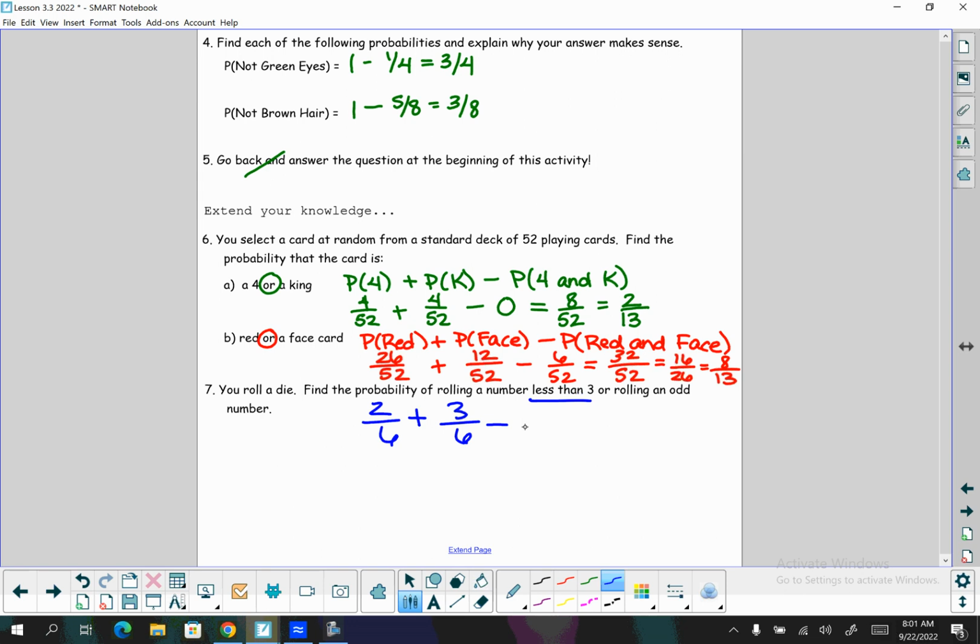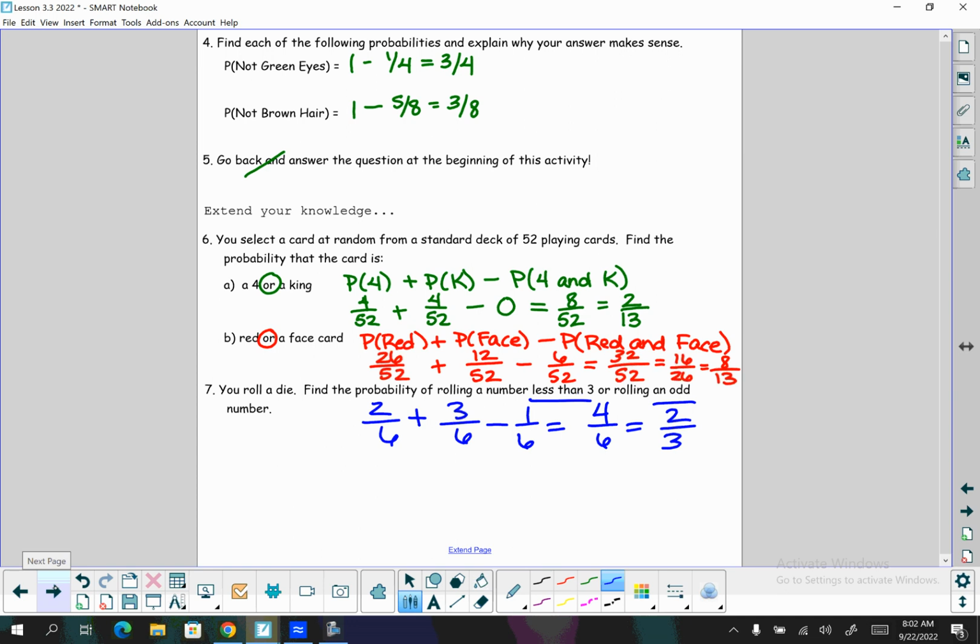All right, minus, put them together. How many numbers on a die are less than 3 and odd? 1. Thanks, Bree. 5 minus 1, 4 out of 6. 2/3 is my probability. Okay? Questions there?